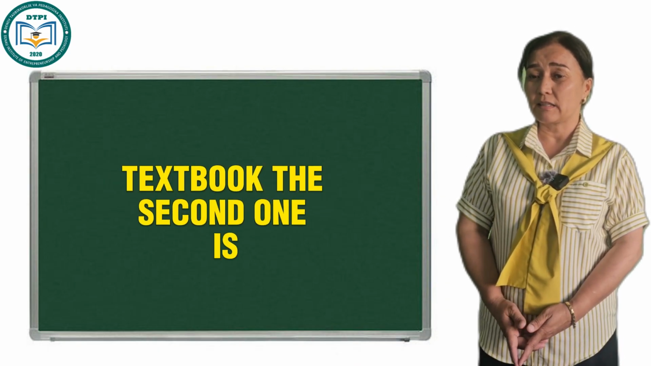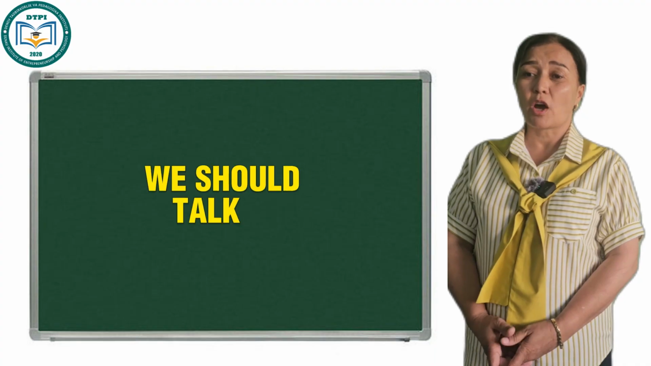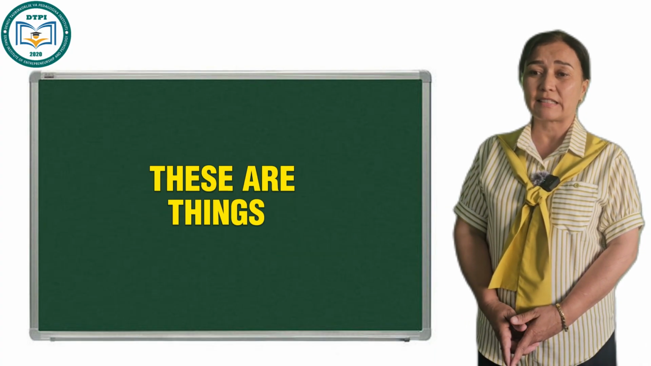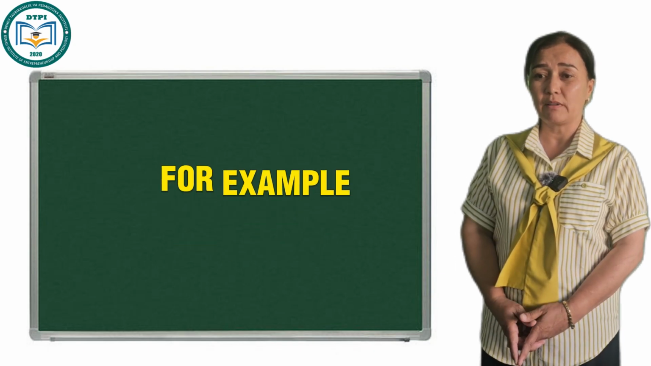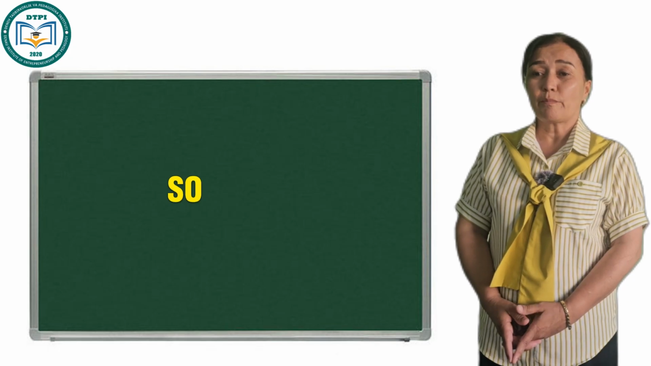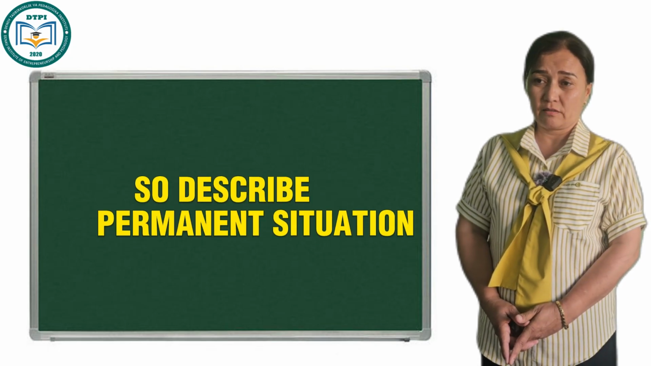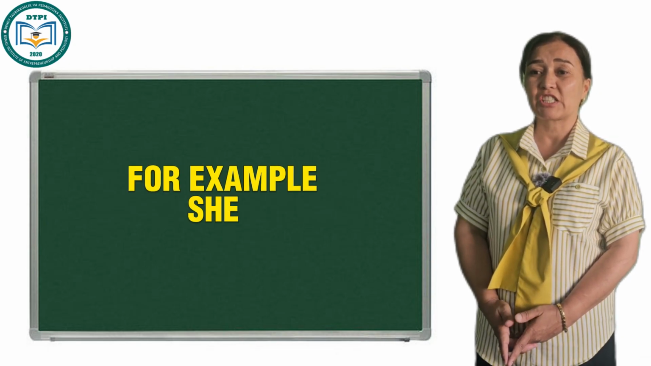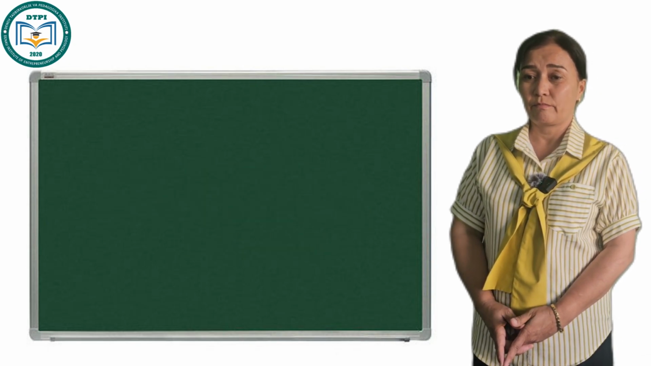The second rule is that we use it to talk about general truths or facts. These are things that are always true. For example, the sun sets in the west. It also describes permanent situations, something that doesn't change for a long time. For example, she lives in London.